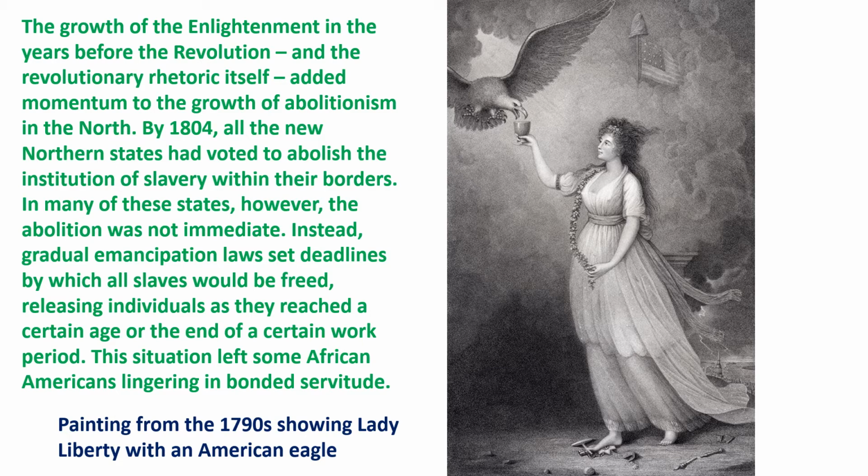The growth of the Enlightenment in the years before the Revolution, and of course the revolutionary rhetoric itself, which reflected the Enlightenment, added momentum to the growth of abolitionism in the North. By 1804, all the new northern states had voted to abolish the institution of slavery within their borders. In many of these states, however, the abolition was not immediate. Instead, gradual emancipation laws set deadlines by which all slaves would be freed, releasing individuals as they reached a certain age or the end of a certain work period. This situation left some African Americans lingering in bondage servitude. Shown here is a painting from the 1790s showing Lady Liberty with an American eagle.